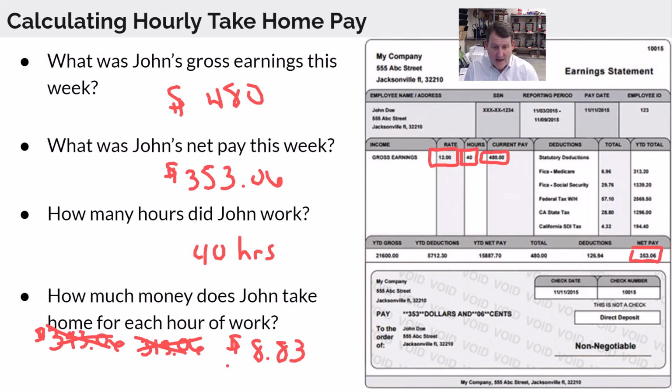So this number kind of makes sense. $8.83 an hour. So this is per hour. This is his take-home pay. So every hour he works, he doesn't actually take home $12. He only takes home $8.83 per hour. The other $3.17 is going to taxes and withholdings and deductions. Things are coming out of his pay. All right, awesome. That's an important number to have. This number can be really motivating, and I'll show you why in just a second.